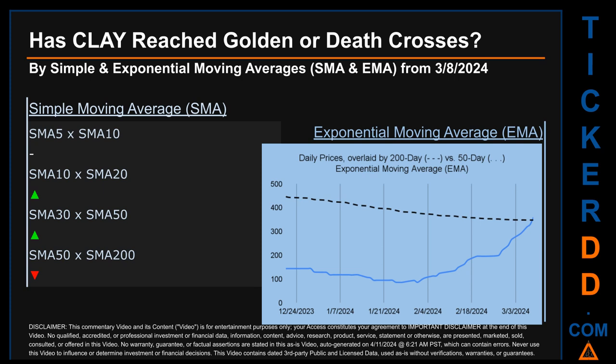Continuing with SMA, we looked across the 5 to 10, the 10 to 20, and the 30 to 50-day ranges to see if golden and death crosses had been reached. We found golden cross signal for the 10 to 20, and the 30 to 50. We could find neither golden cross nor death cross signal for the 5 to 10.